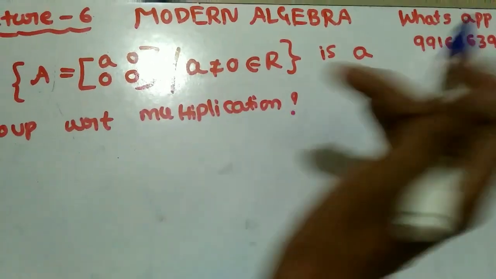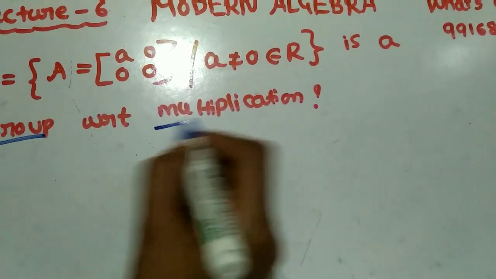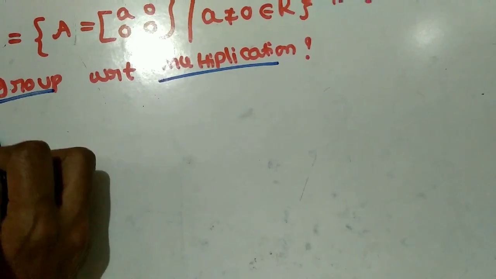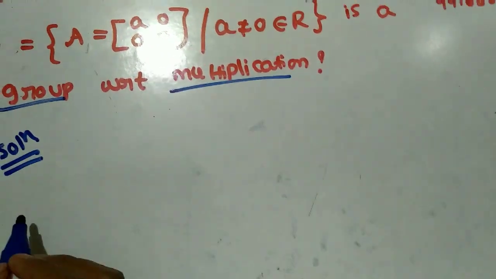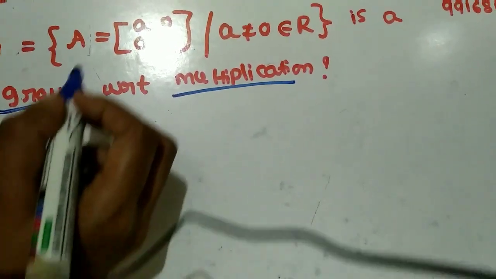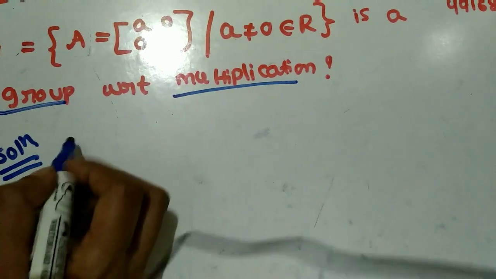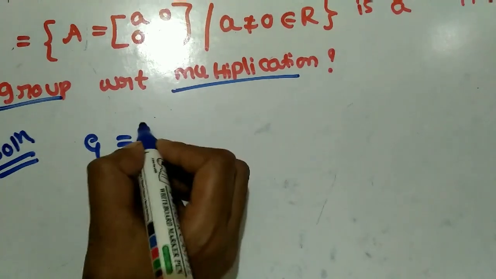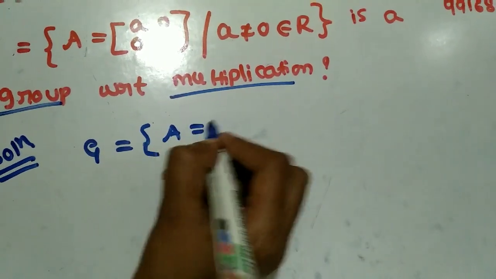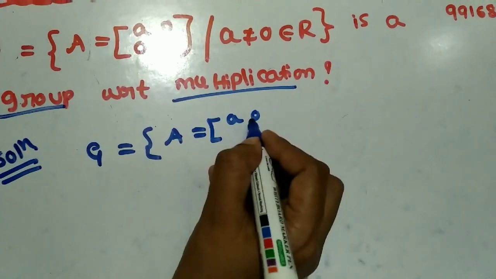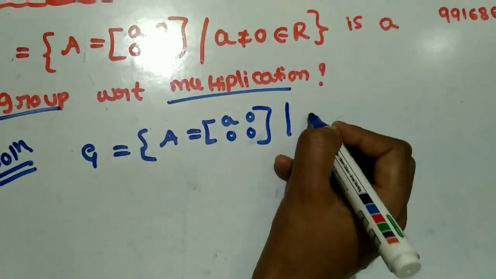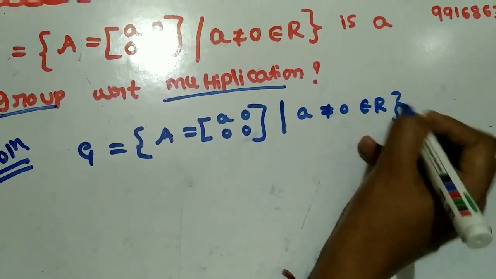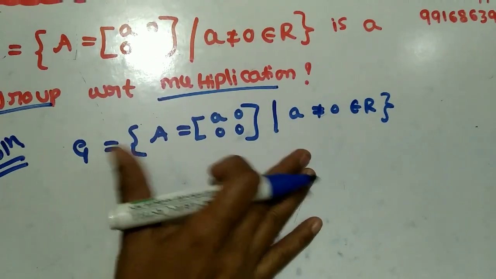Okay, for checking this, here also they are asking for finding the group with respect to multiplication operation. So let us solve this. How to solve this? Here the given set is, my elements are in the form of matrices. So first write the given non-empty set, that is nothing but G is equal to matrix A, having the elements A, 0, 0, 0, which defines A not equal to 0 and belongs to the real number set. Okay, this is our given definition.